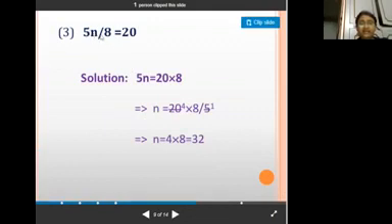5n डिवाइड बाय 8 is equal to 20. जब कुछ चीज डिवीजन में है दूसरी साइड पे जाकर मल्टीप्लाई हो जाएगी, तो 5n is equal to 20 into 8 that is 5n is equal to 160. 160 divided by 5, that is 32.